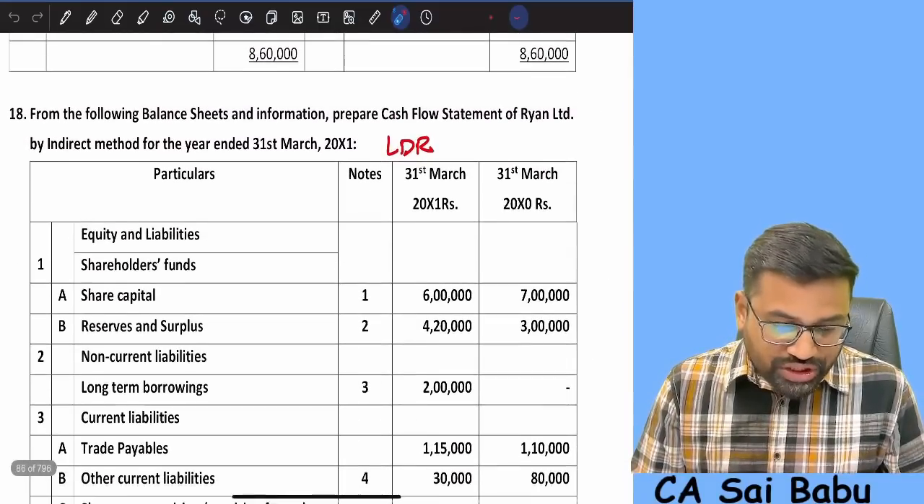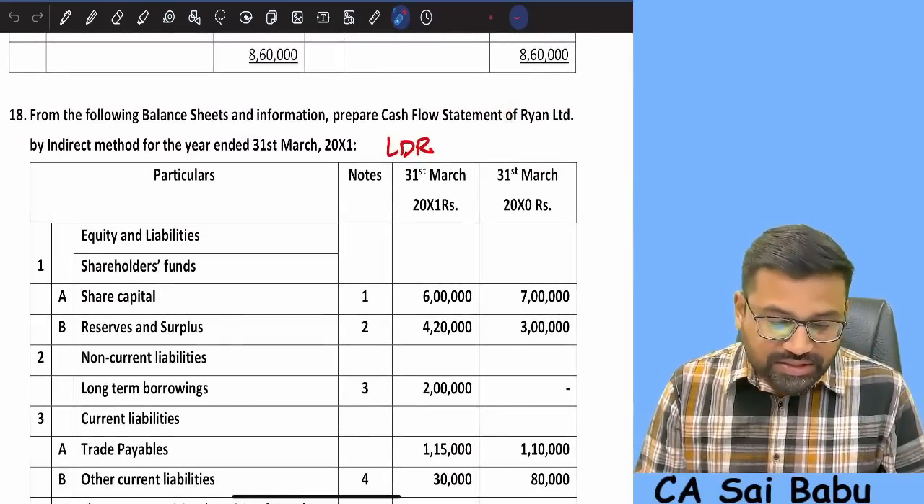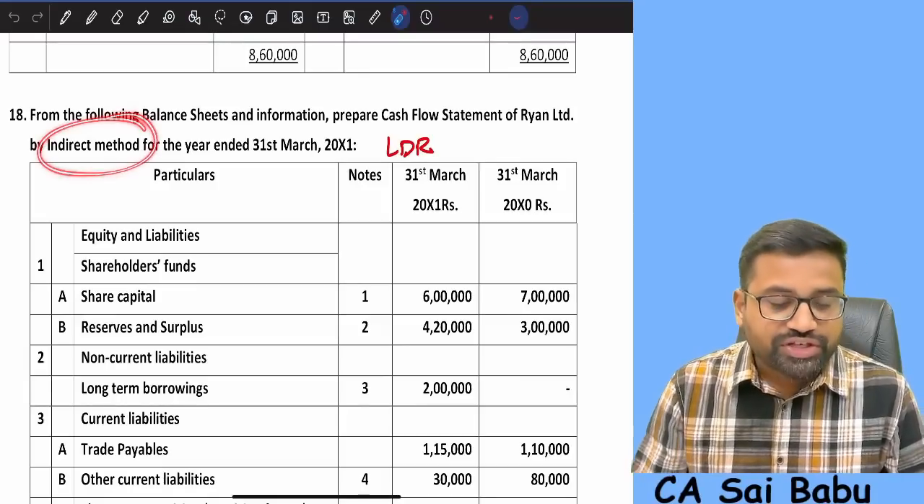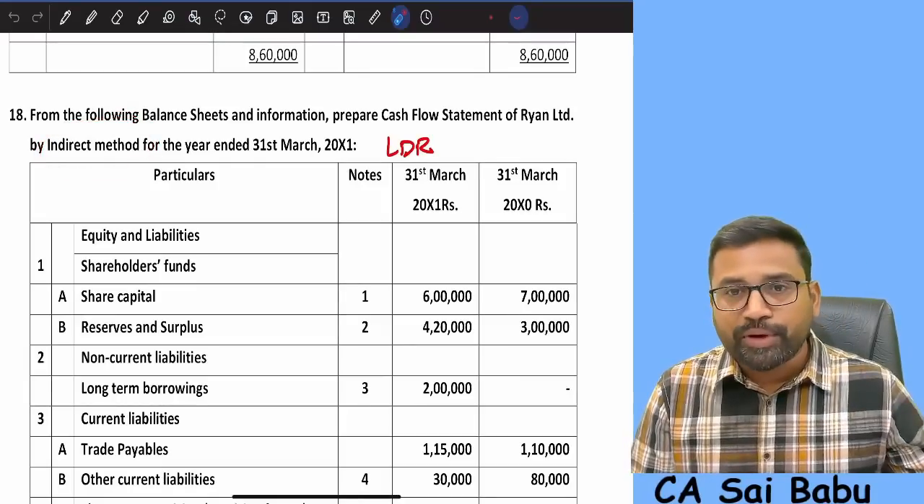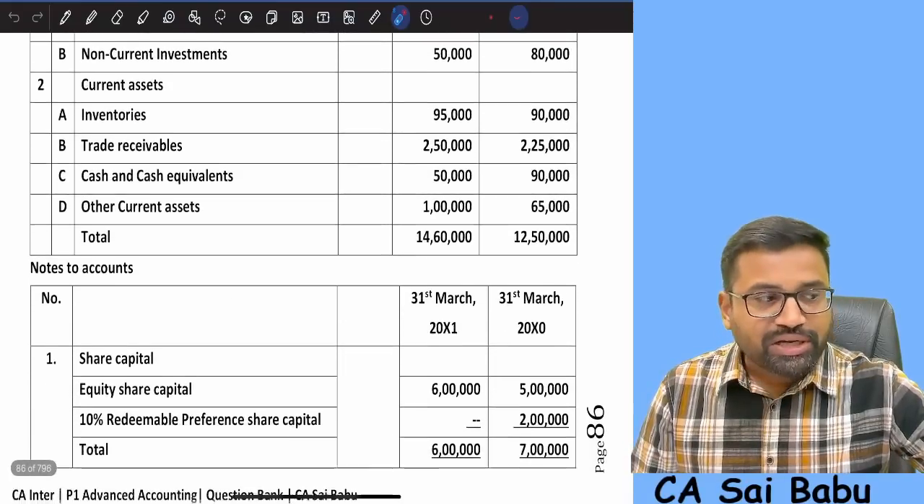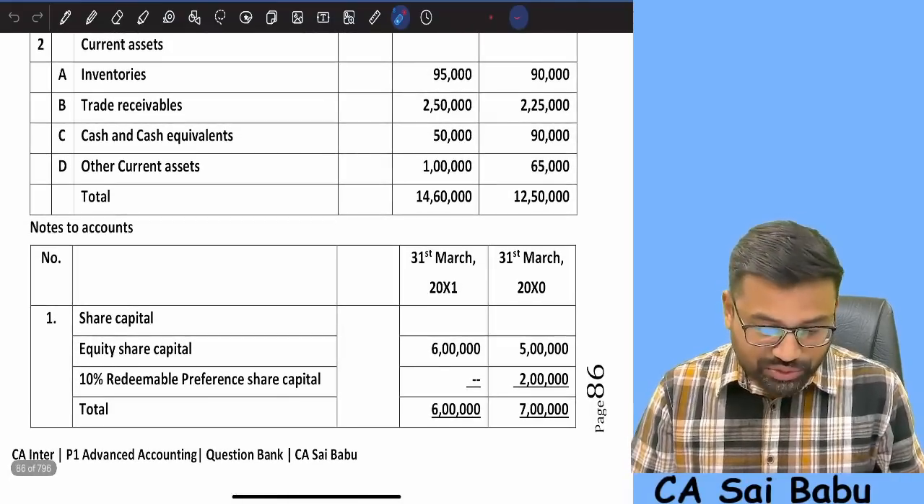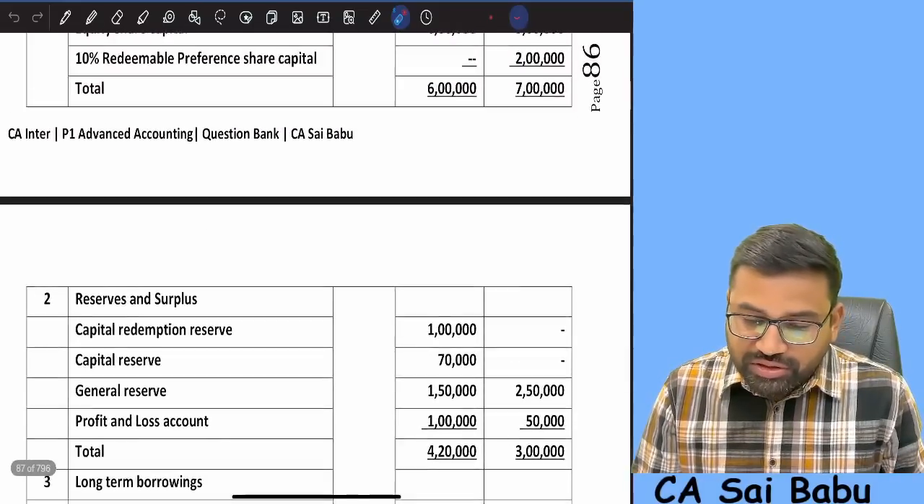I will show you one question, sir. Question number 18, Rain Limited sum. In this sum, we need to ascertain cash flow statement under the indirect method. First, we are going to start with cash flow from operating activities, right? So we want net profit before tax, but net profit before tax is not available in this question. So first go to reserves and surplus, see the P&L account.